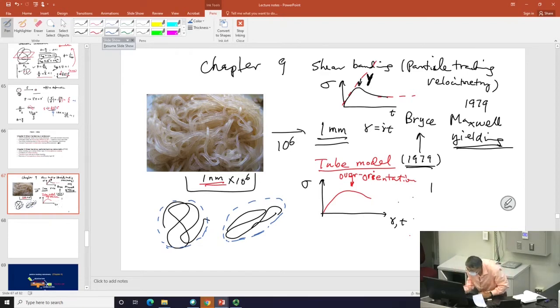And what do you mean by over-orientation? As you shear more, this axis becomes a little more oriented, such that it no longer resists the shear as much. Therefore, the stress drops. That's the idea.